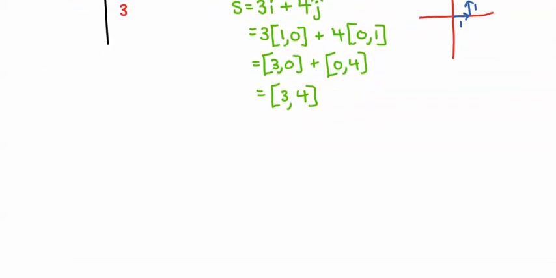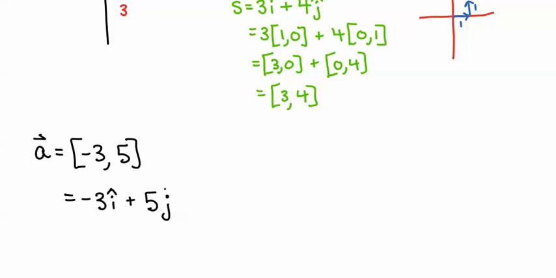Let me show you another one that we'll be able to use so fast. Let's say we had vector A, it's going to be -3, 5. If I wanted to turn that into a unit vector, I'm just going to say -3 i hat plus 5 j hat. Super fast.